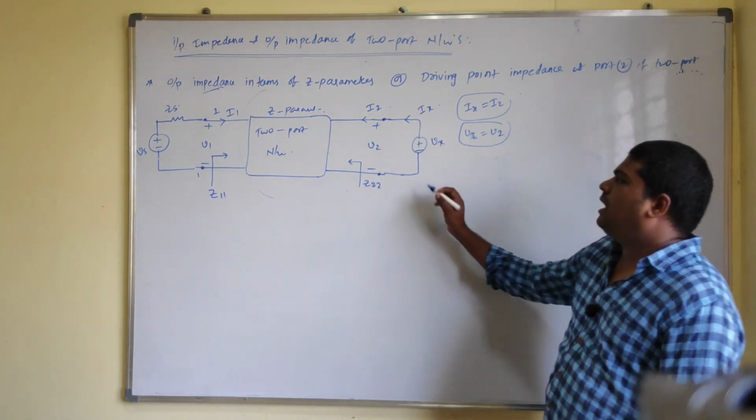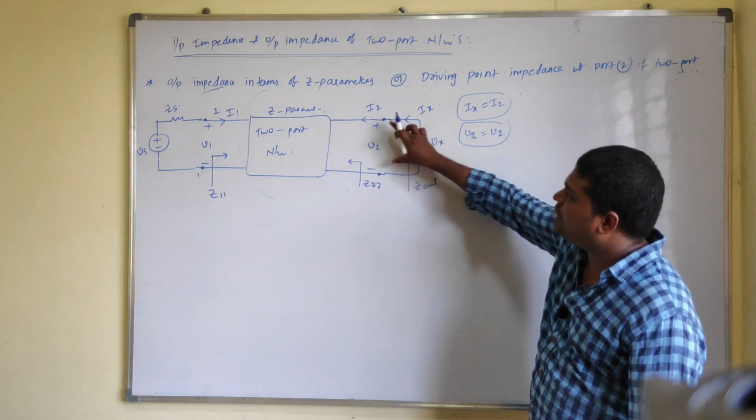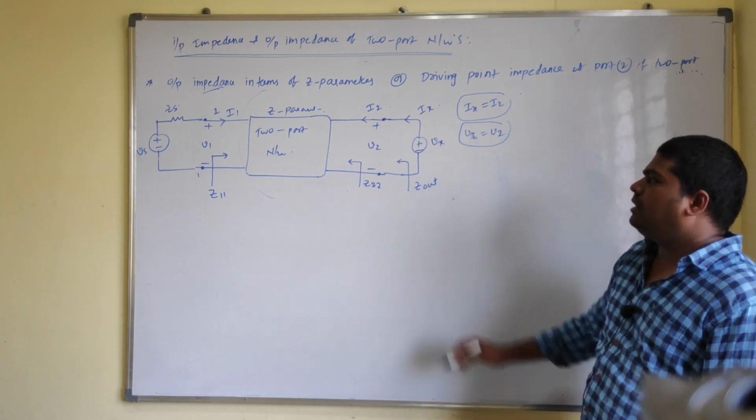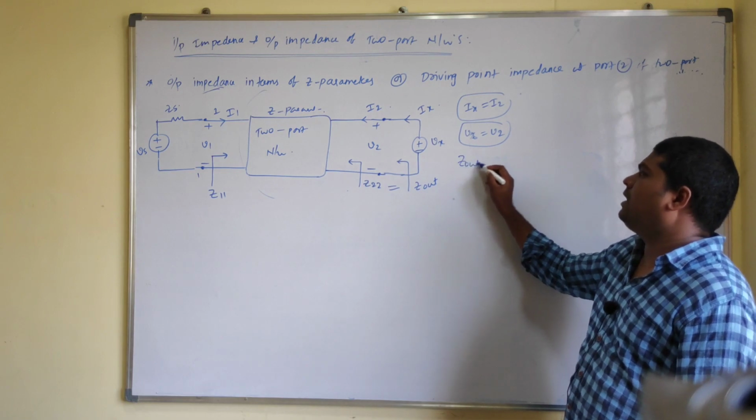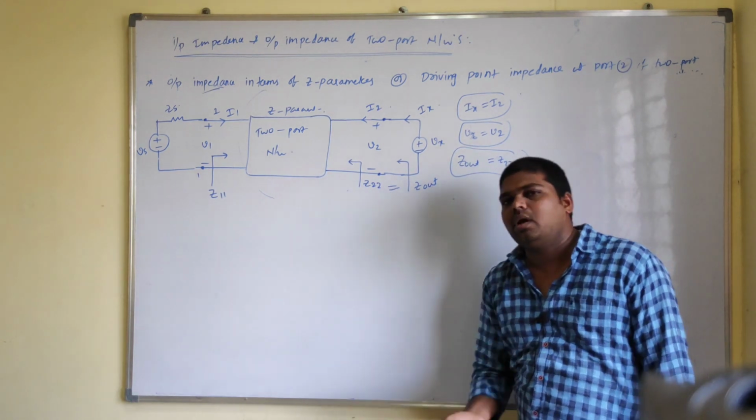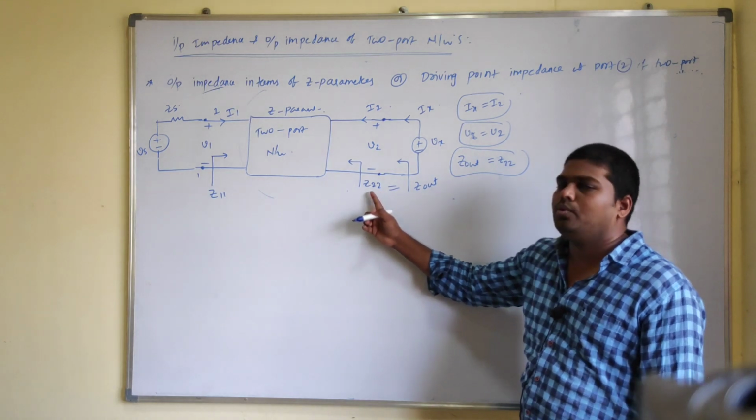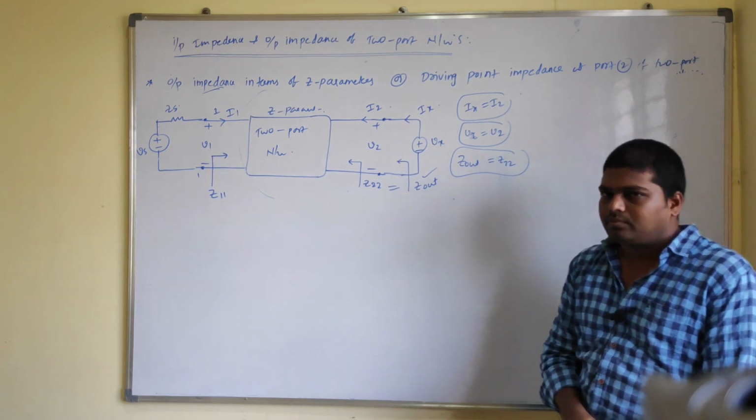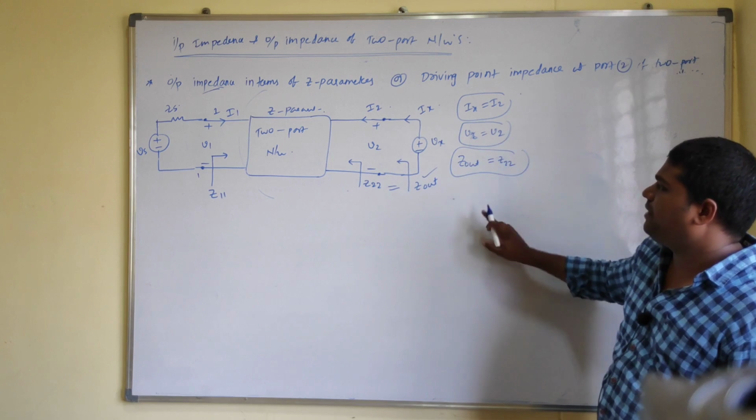Here you can indicate the output impedance Zout. In between these 2 points we don't have any other elements, right? So Zout equals Z22. One more observation: Zout equals Z22. If you calculate Z22, that means V2 by I2 only when I1 equals 0. If you calculate this Z22, you will get the output impedance for this given configuration, right? So these are the observations: Ix equals I2, Vx equals V2, and Zout equals Z22.